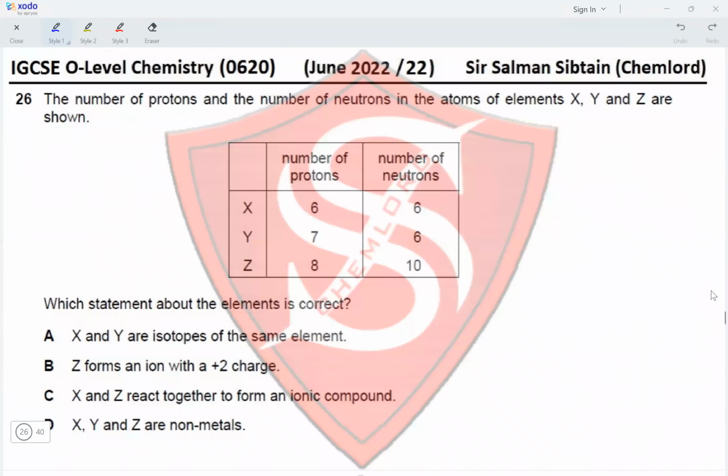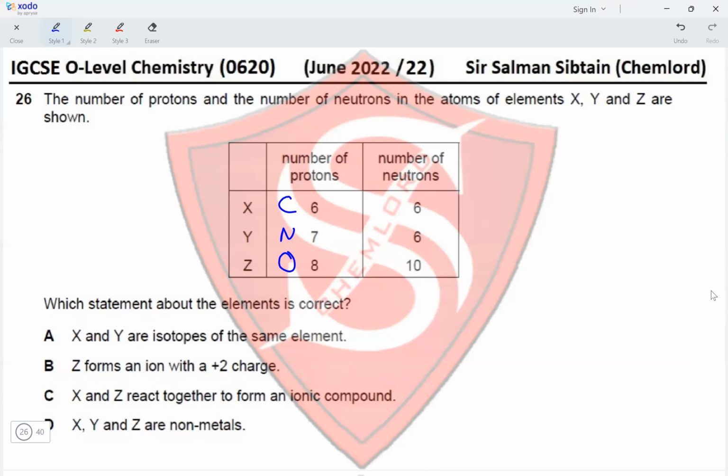Question 26. The number of protons and the number of neutrons in the atoms of elements X, Y, and Z are shown. X has 6 protons and 6 neutrons. Y has 7 protons and 6 neutrons. And Z has 8 protons and 10 neutrons. Now, since we have the periodic table with us, X is carbon, Y is nitrogen, and Z is oxygen.